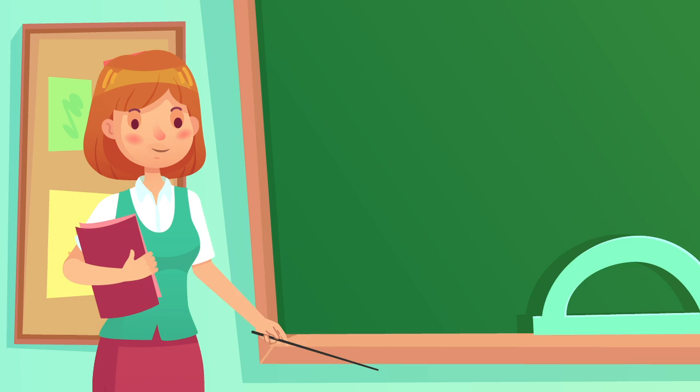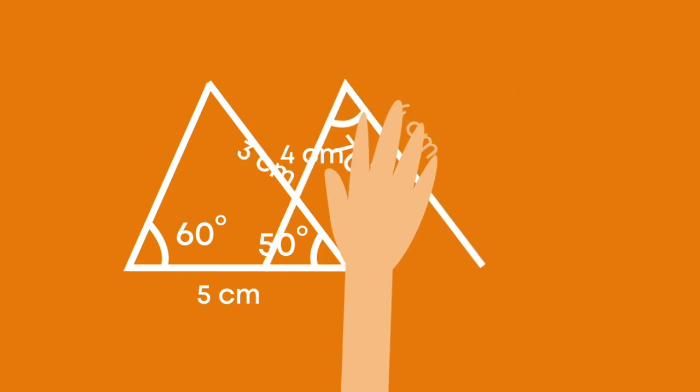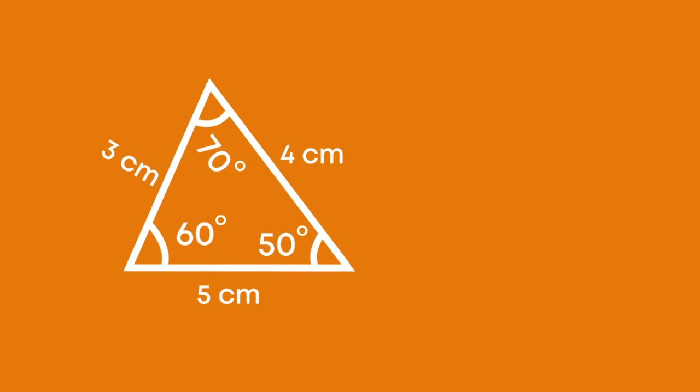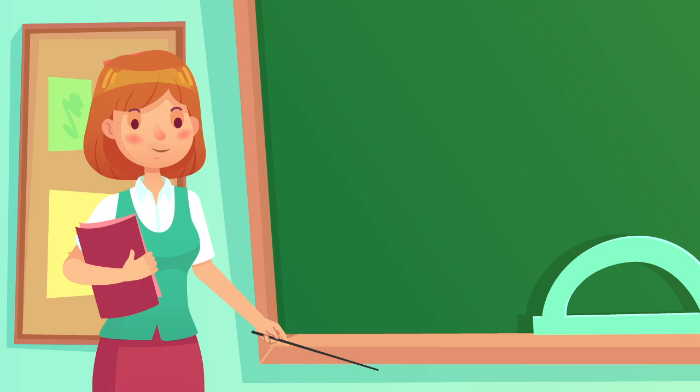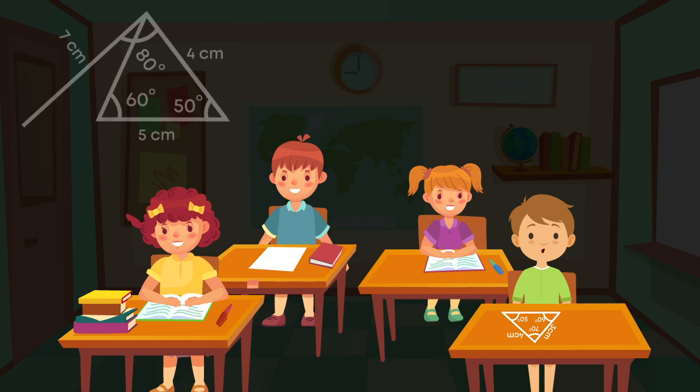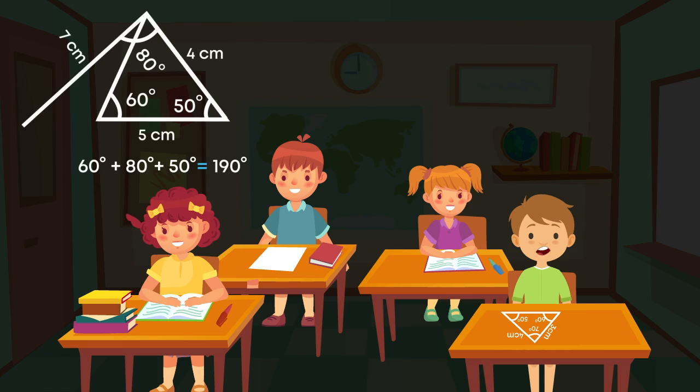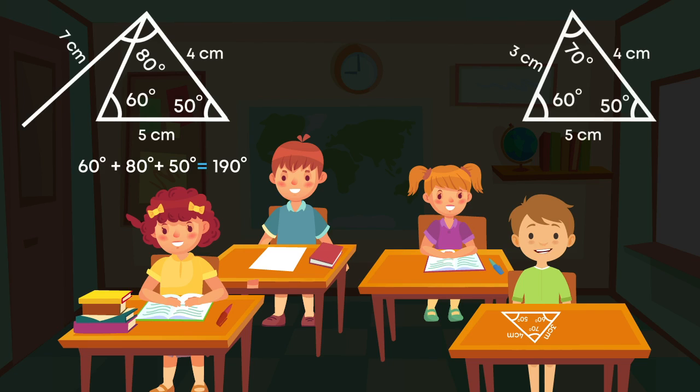Now, Vinay took the 70 degrees angle. Ma'am, now I can form a triangle. How is it that now you could form a triangle? Check the sum of the 3 angle measures in the first case and second case. In the first case, the sum of the 3 angles is 190 degrees, and in the second case, the sum of the 3 angles is 180 degrees.